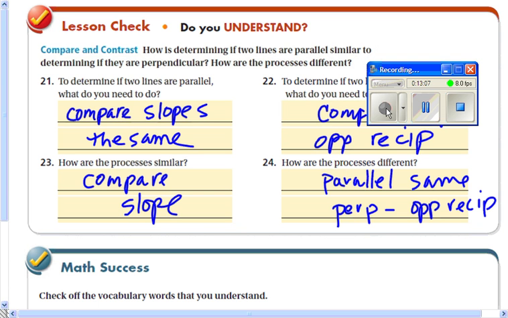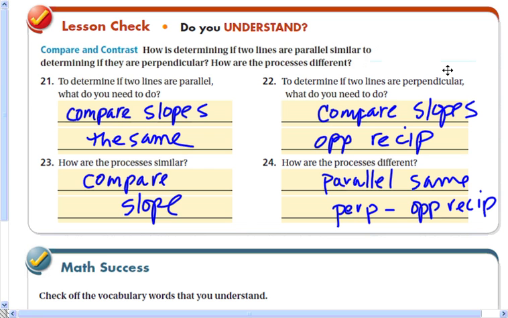Here's the rest of your answers. To determine if 2 lines are parallel or perpendicular, you need to check the slopes. The difference is if you are seeing if they are parallel, you want the slopes to be the same. If you're seeing if they're perpendicular, you want the slopes to be opposite reciprocals.